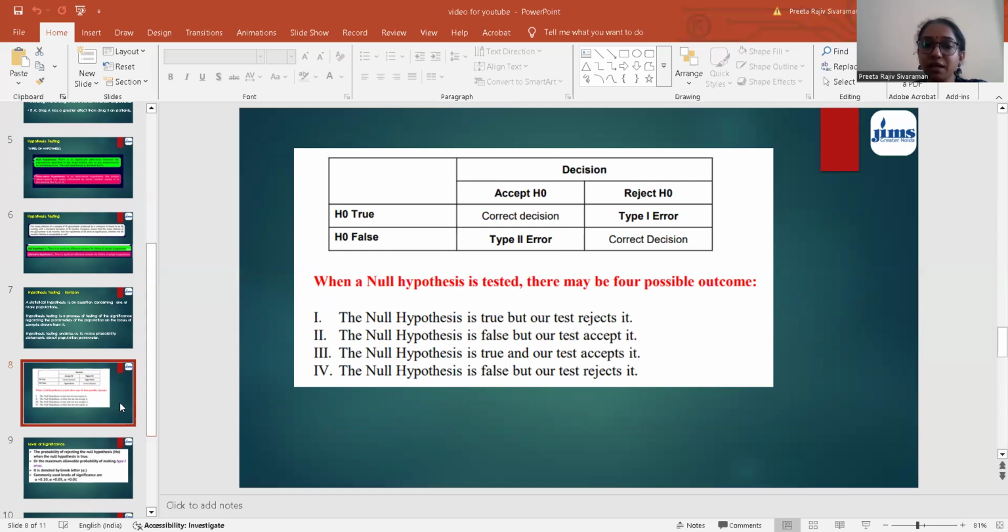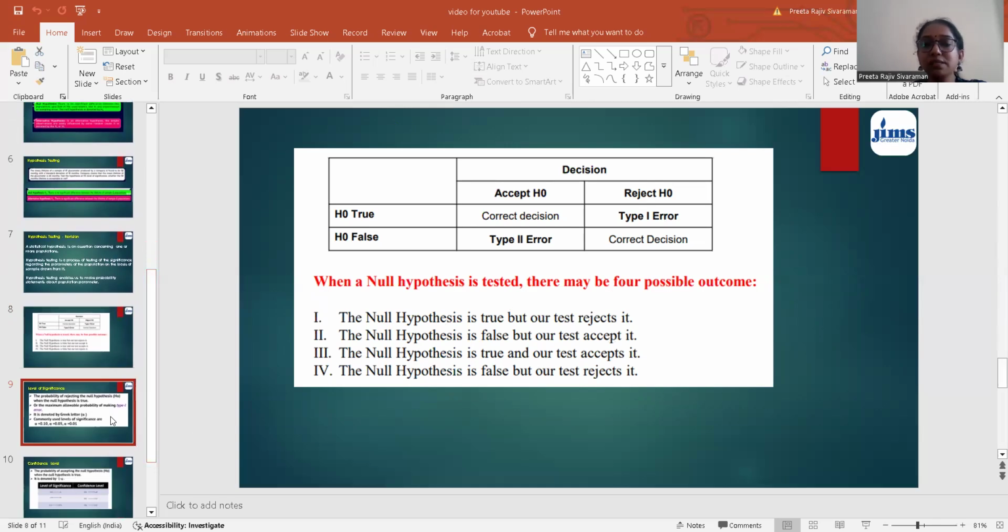Type 1 error is where we make a decision rejecting the null hypothesis when, after testing, the null hypothesis comes out to be true. And type 2 error occurs when we accept the null hypothesis as the decision, but in fact the null hypothesis is false. So when a null hypothesis is tested, because that is the base for testing, there are four possible outcomes as we see in this particular table.